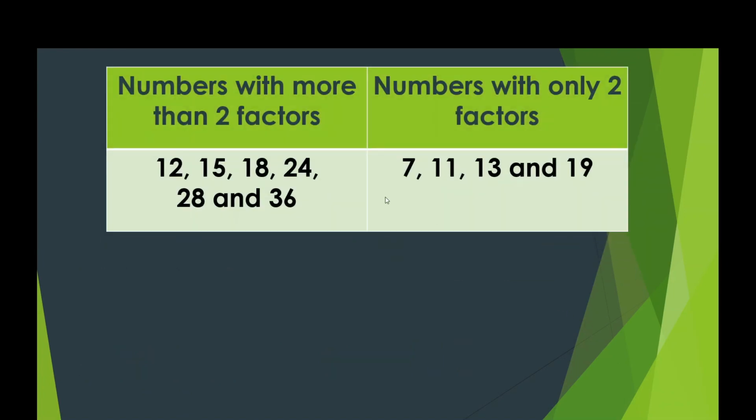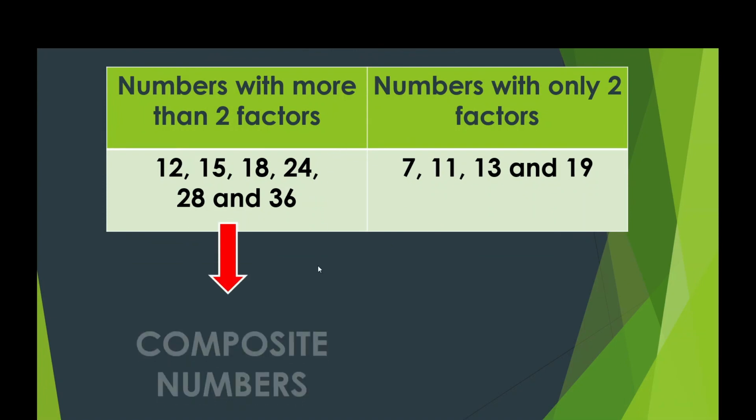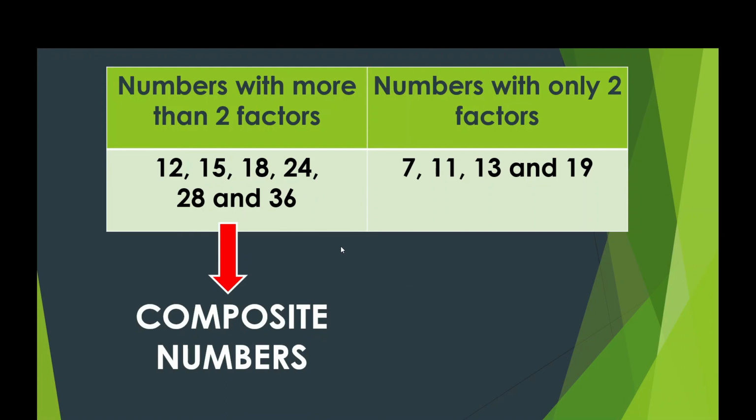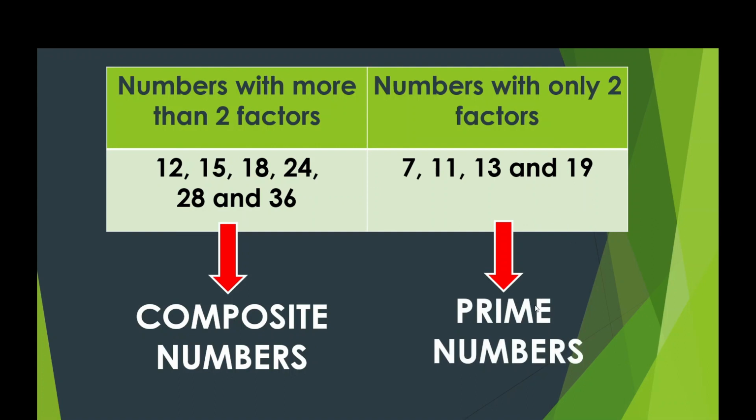Alright, so the numbers with more than 2 factors are what we call composite numbers. The examples of composite numbers that we had here are 12, 15, 18, 24, 28, and 36. Composite numbers are numbers with more than 2 factors. While the numbers with only 2 factors are what we call prime numbers. The numbers 7, 11, 13, and 19 are examples of prime numbers.